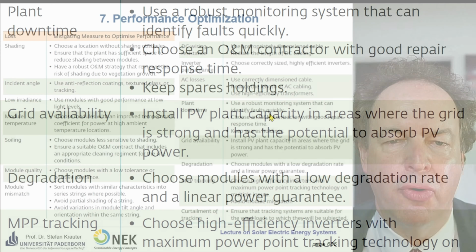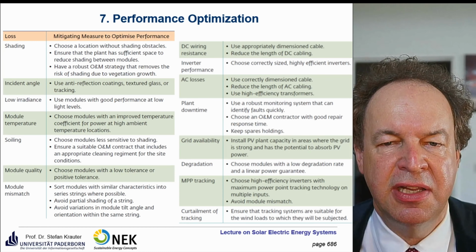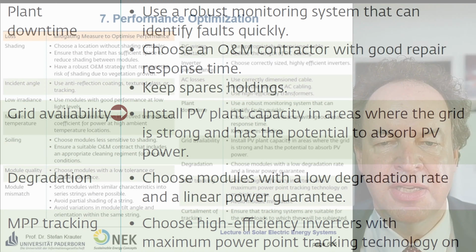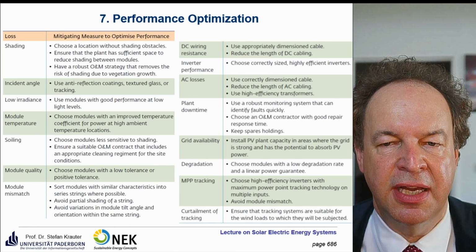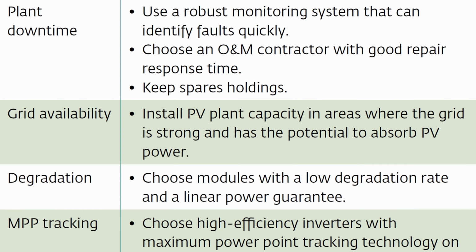Plant downtime, that's important. You have to really make sure that the operation and maintenance team is quickly there and allows a very quick repair of the power plant. So you have to make sure that they have spare parts available quickly, so you don't have to wait for weeks until you get a spare part to keep the power plant constantly running. Grid availability could also be an issue in some countries. The grid is failing and so you can't feed anything into the grid, and sometimes you don't even get money for that. So the grid has to be stable and strong and has to have the potential to absorb the PV power. But usually the utility is taking care of that.